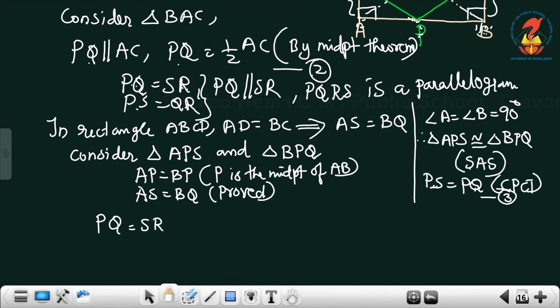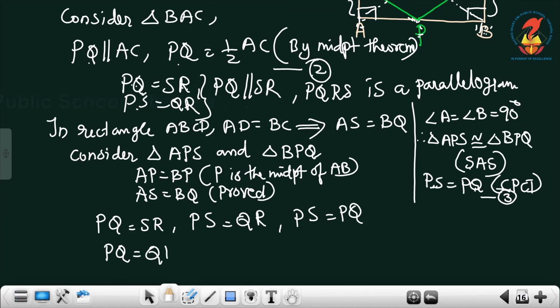PQ equal to SR, PS equal to QR, PS equal to PQ. From these three equations, we can write PQ equal to QR equal to PS equal to SR. Therefore, PQRS is a rhombus.